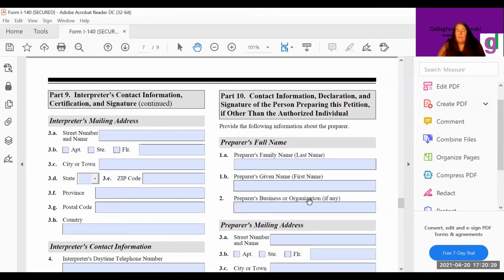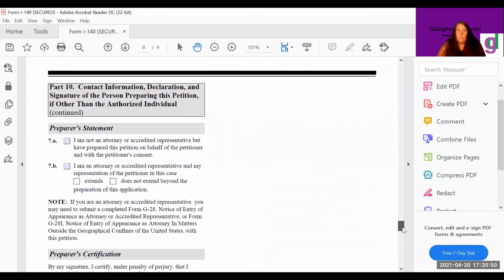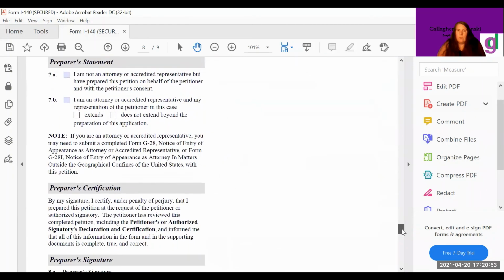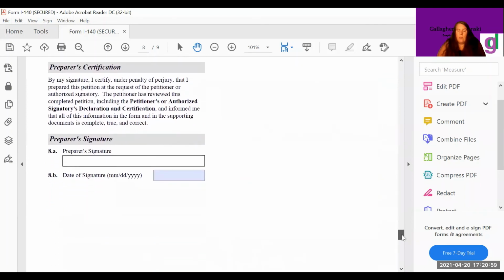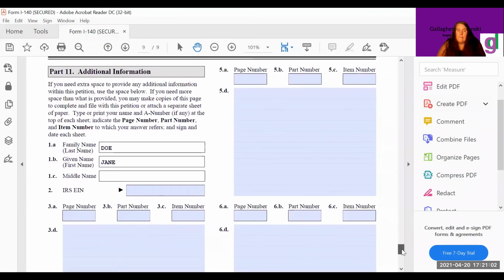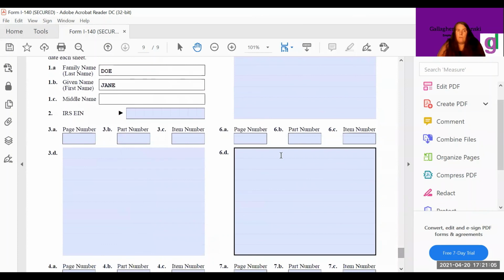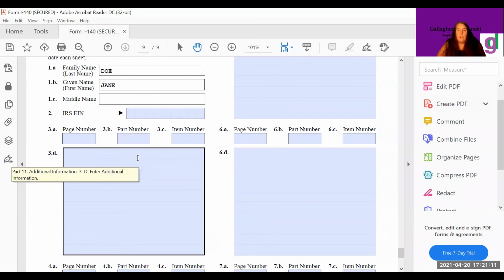Okay, now preparer's full name. You might be tempted to start filling this out because you just prepared it, but it says the signature of the person preparing the petition if other than the authorized individual. And you're the authorized individual, so you don't have to fill this out. Okay, prepare a statement. You don't have to fill that out because you're not the preparer. And then your last name and first name come out at the end here. Okay, so that's pretty much it.